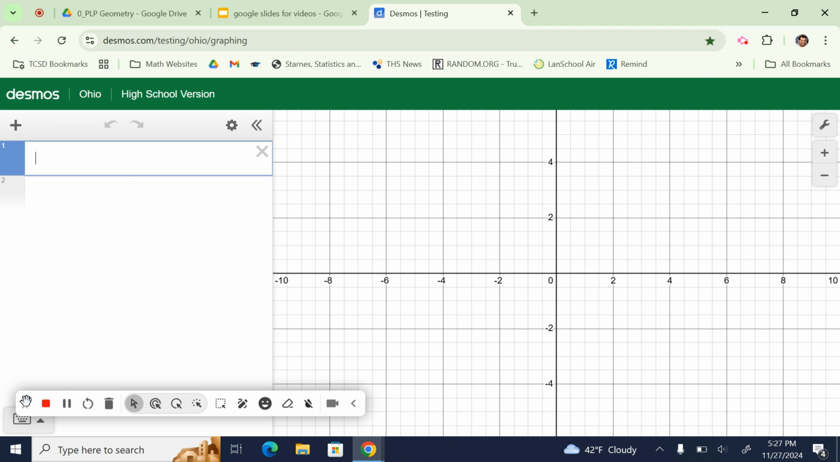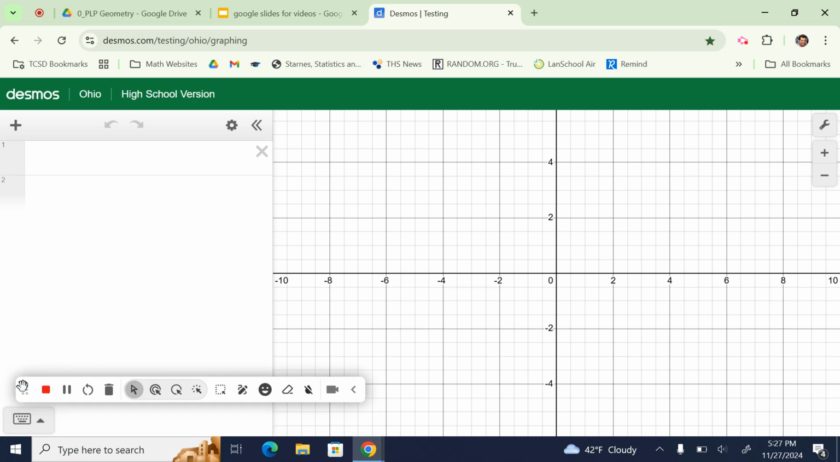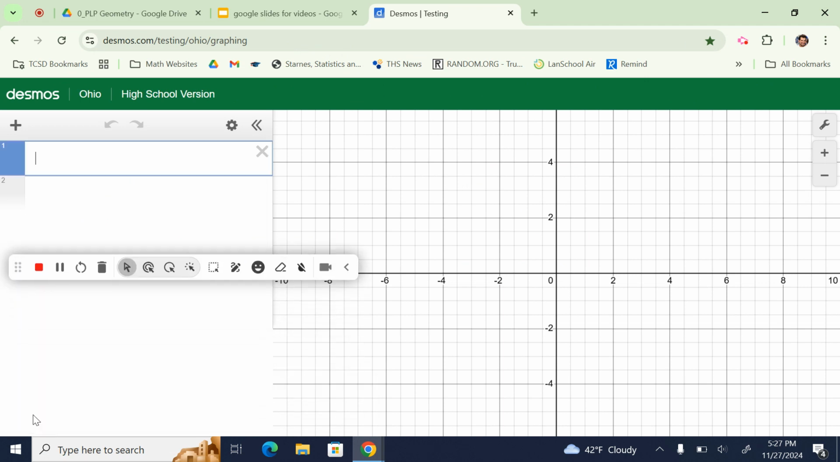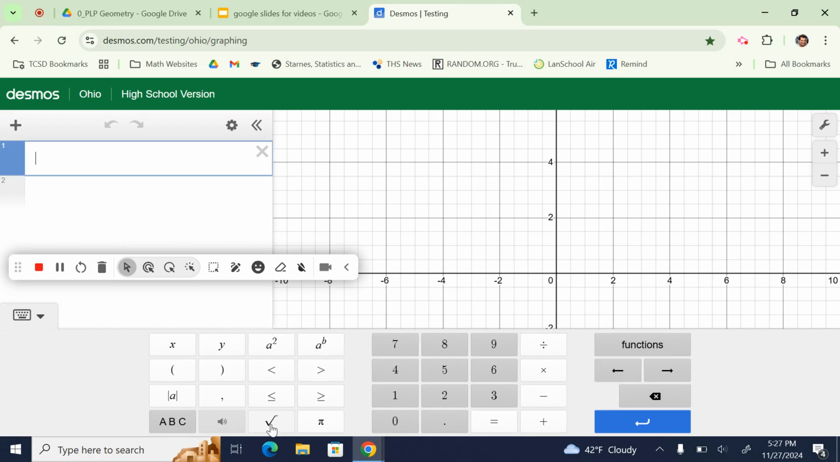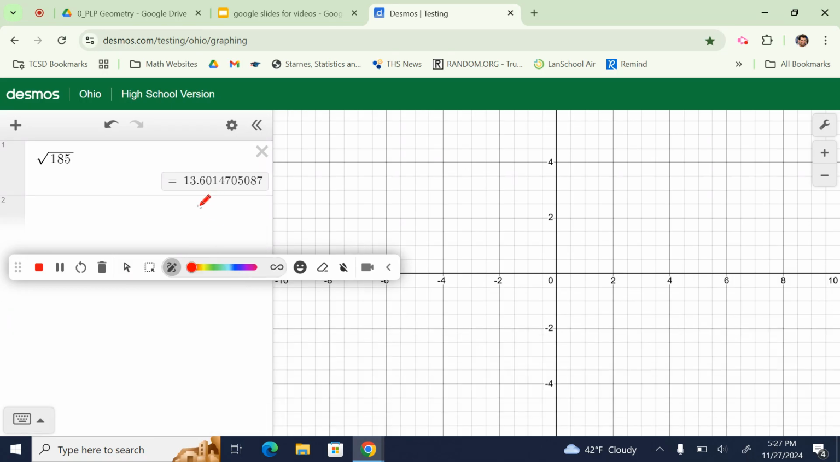Okay, so to get the square root, again, it's in the keyboard down here. If you press the keyboard, the square root button's right there. So we're going to take the square root of 185. And what we get is 13.60. So c is going to equal 13.60.